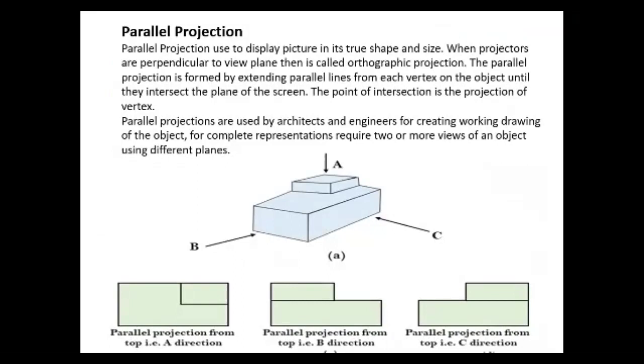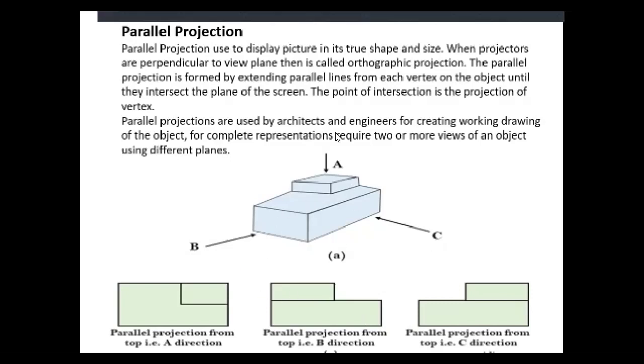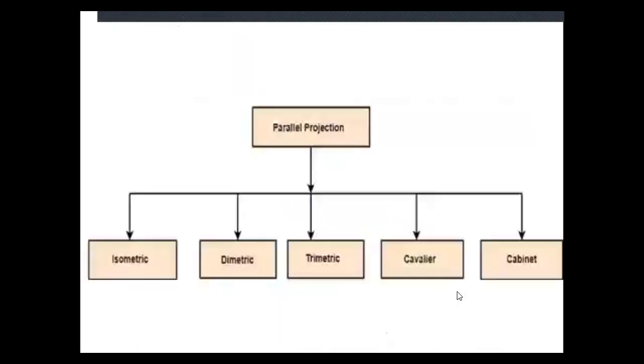Parallel projections are used by architects and engineers for creating working drawings of the object. For a complete representation, two or more views of an object using different planes are required. Here you can see the three-dimensional object. From point A, or top view, we can see the object like this. From the side view, we can see the object like this in parallel projection. From point C, or side view, we can see the parallel projection like this.